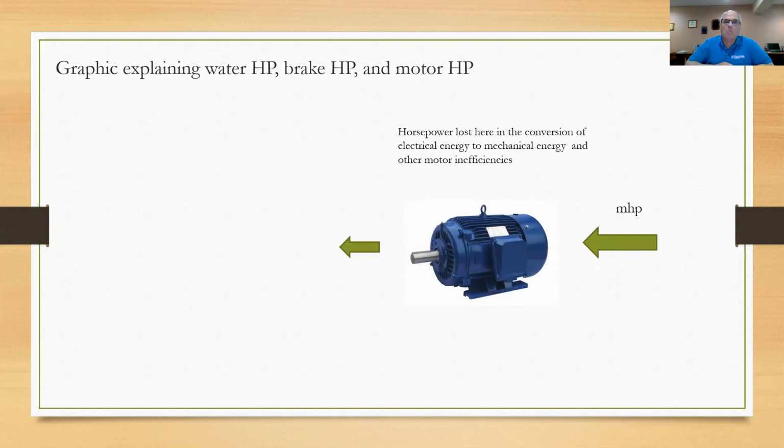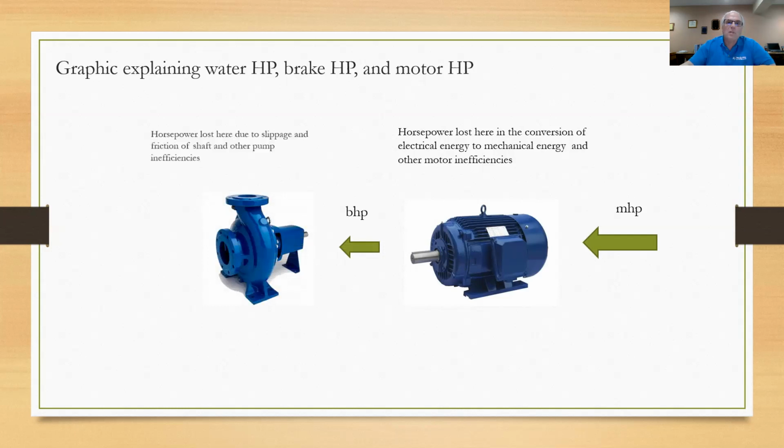So then the energy coming out compared to the energy coming in is still going in the same direction, but you notice it's smaller now. We've lost some of that energy. I'm exaggerating these sizes a bit. But you notice we've lost some energy going through that. So now we got to go to the pump. We're going to call that brake horsepower coming into the pump. And that pump has some inefficiencies also. We're going to lose here due to slippage, friction of the shaft, and other pump inefficiencies. But coming out of there is another green arrow that's even smaller. We're calling it the water horsepower.